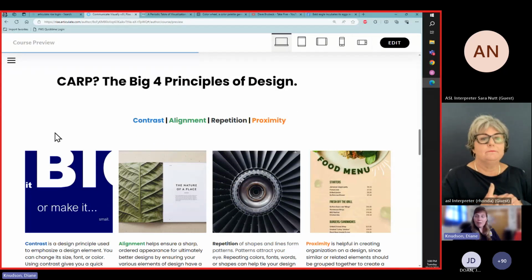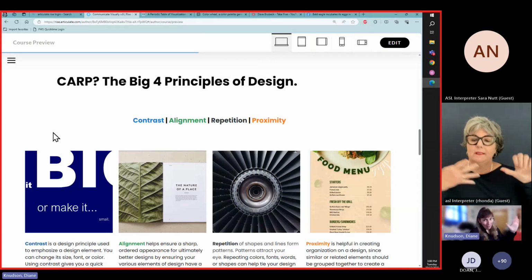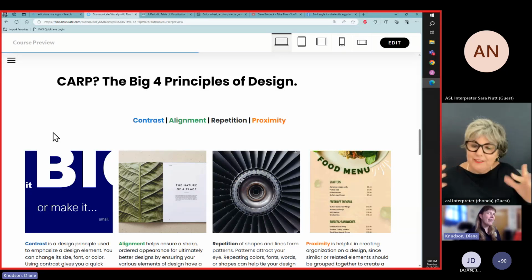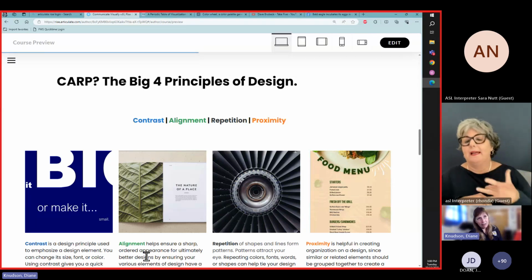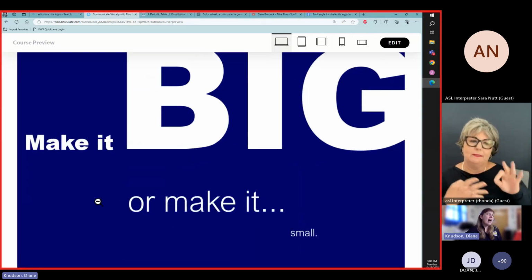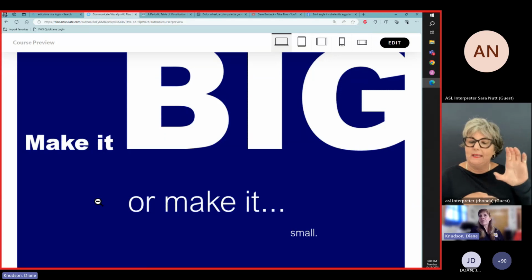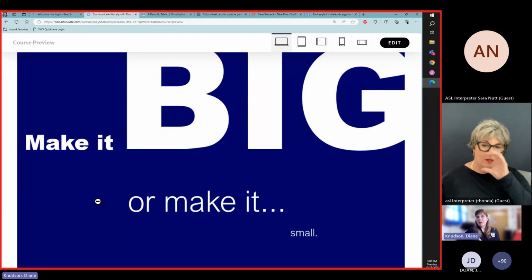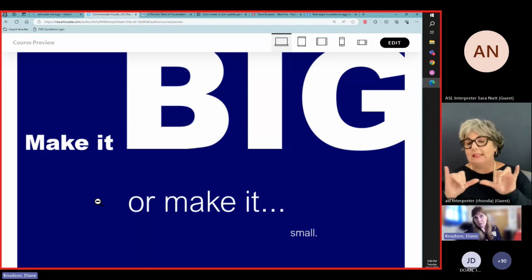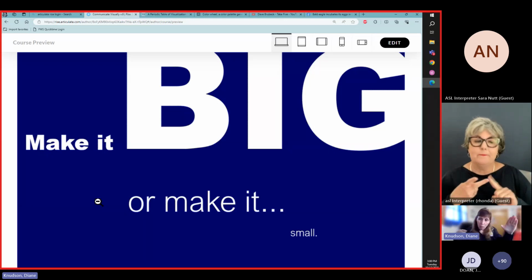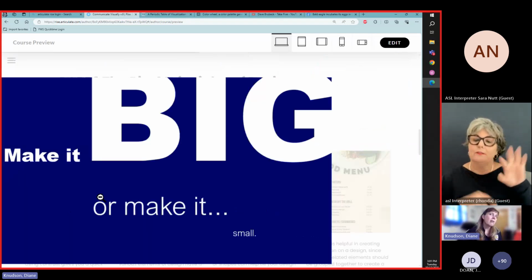Here's an acronym for you, CARP, fish, CARP. There are 4 what I call big principles of design. There are many, many more than 4, but there are 4 that I've chosen. And the first one is contrast. When you use contrast, that will draw attention to whatever you have on the screen. You can contrast it with size, either big or small, or with color, or with different fonts.